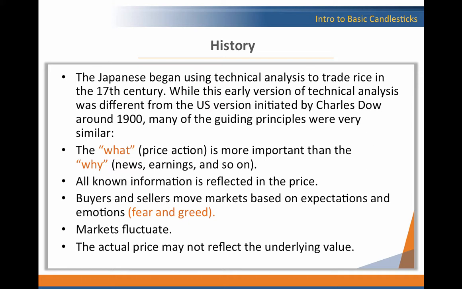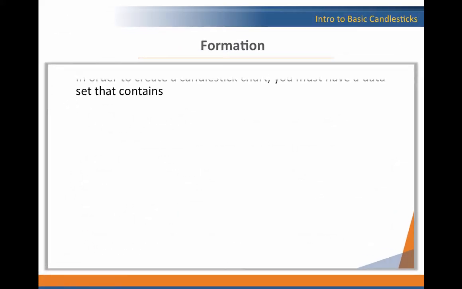The what, price action, is more important than the why, news, earnings, and so on. All known information is reflected in the price. Buyers and sellers move the markets based on expectations, emotions, fear, and greed. The markets fluctuate. The actual price may not reflect the underlying value.